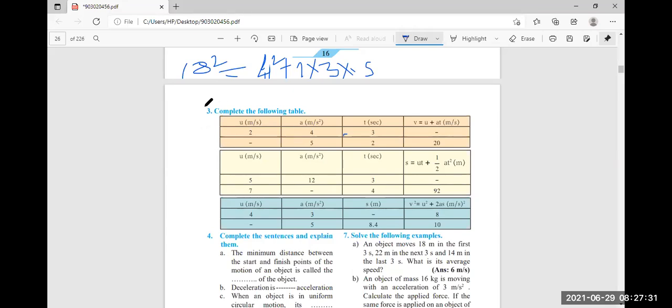So now, tell me 8 square? 64. 64 is equal to 4 square, which is 16. Very good. 16 plus 2 into 3 into S. What will there be? 2 into 3 is 6, so 6S. Okay. Now this 16 is here for addition, you have to take it for subtraction.